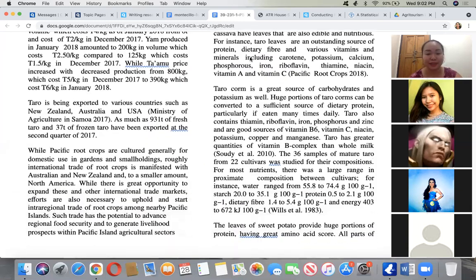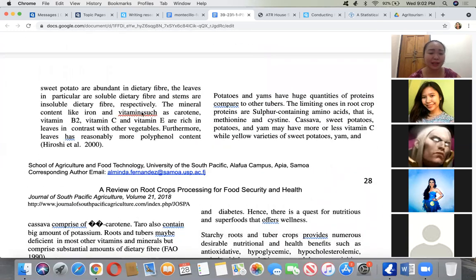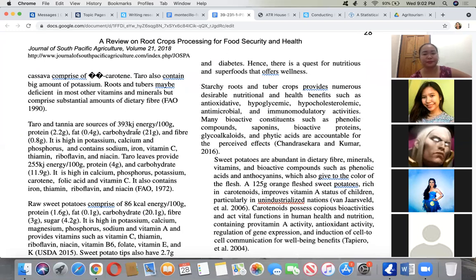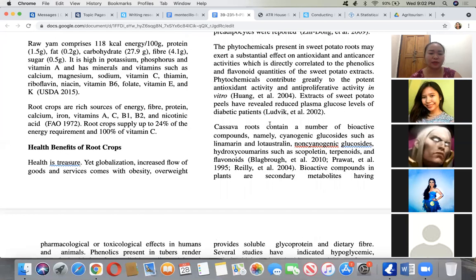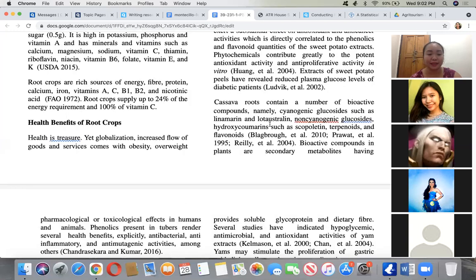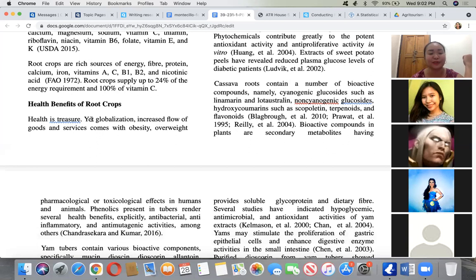I forgot already, because I didn't write it down. Usually it gets scrambled, because it's usually in PDF, and then when I transfer it, it gets scrambled. Well, of course I can forget, because I cannot memorize all the writing. And the last subtopic is the health benefits of root crops.